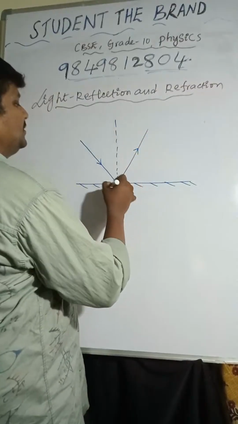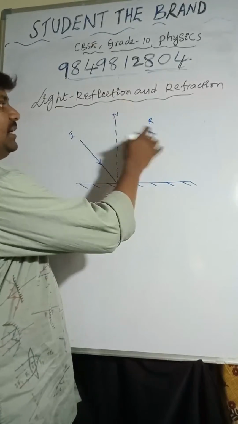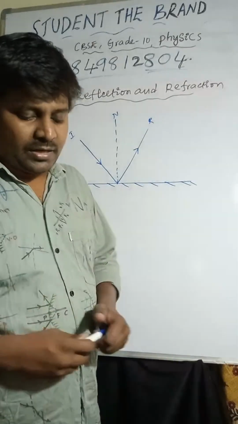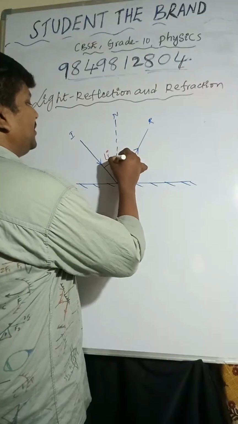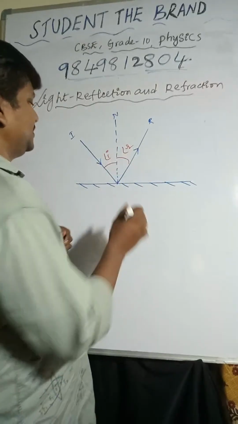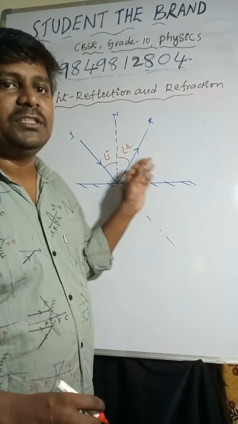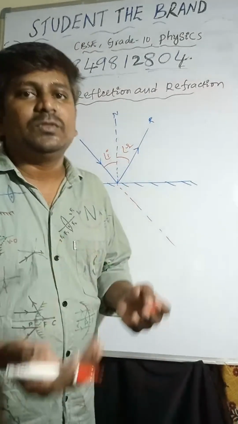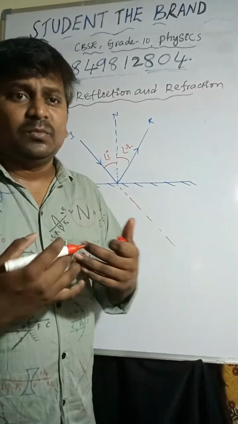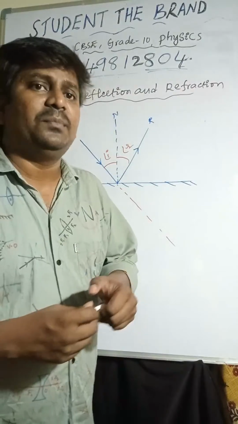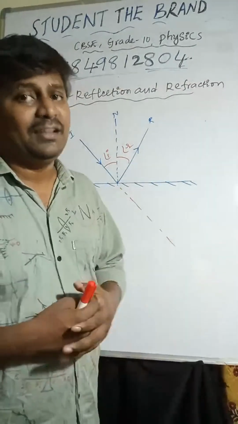Here you can observe the incident ray, reflected ray, and normal line. The angle between the incident ray and the normal line is called the angle of incidence. The angle between the reflected ray and the normal line is called the angle of reflection. The undeviated light ray: if light moves in a homogeneous medium, it moves in a straight line path without deviating. That is called rectilinear motion.